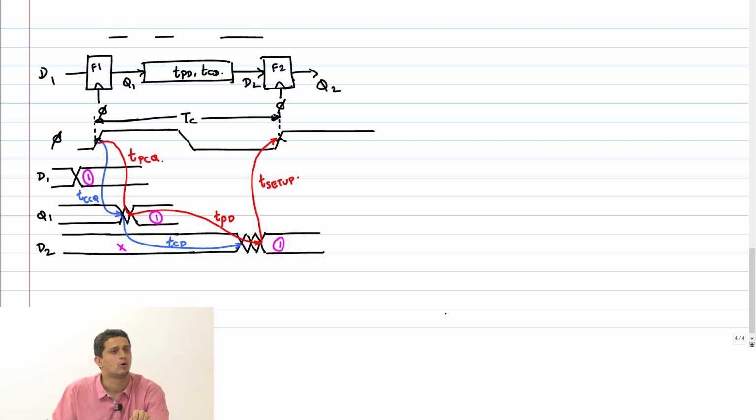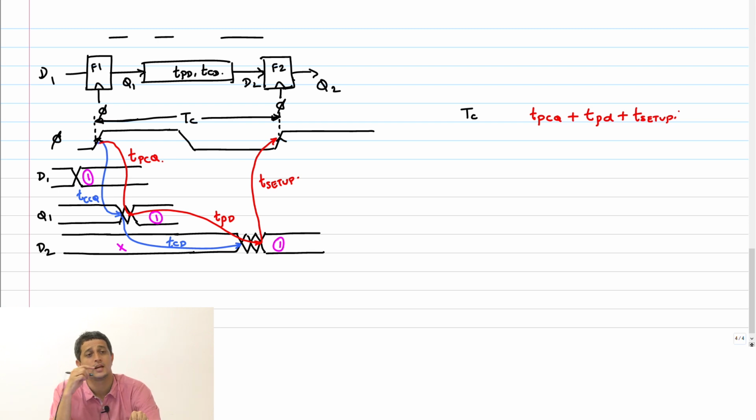So what is the constraint now? Yeah, right. So let me write TC here and I'll write the sum of these delays, which is basically TPCQ plus TPD plus T setup. What's the inequality? Greater than or equal to.